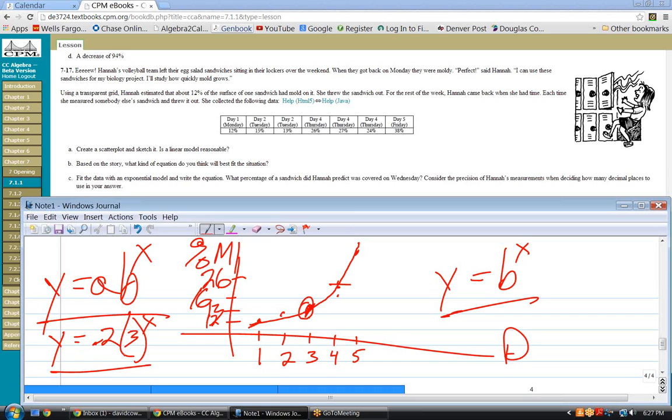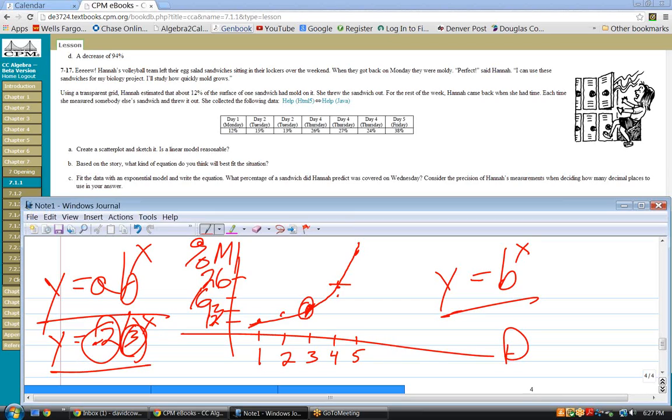You'll get something back like this that gives you the value of A and the value of B. Once you have those two numbers, we can actually calculate what percentage would be left on day 3 by plugging it into this equation. I would plug in 3 for x and see what y would be.